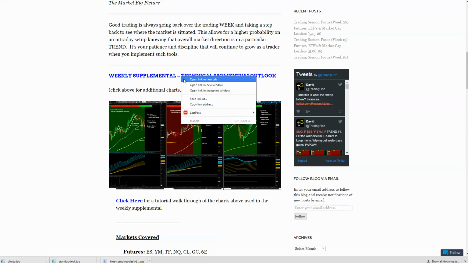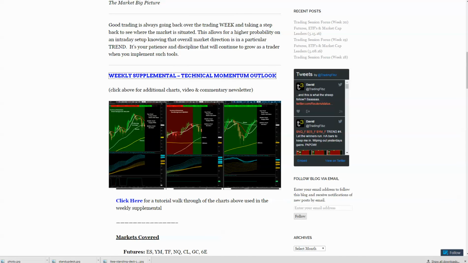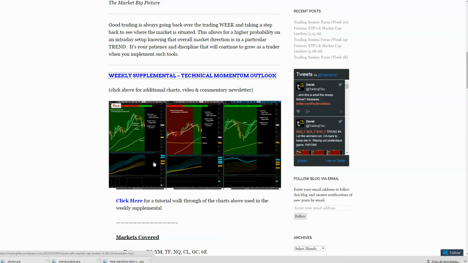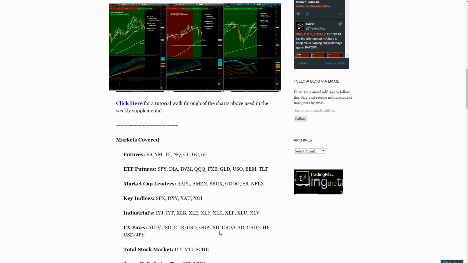I've got a 98-page document here full of charts reviewing where the current trend is. Always be writing on a pullback if the bigger trend is to the upside. Like I said yesterday, Apple looking great for a short term yesterday, but in the end really didn't follow through on the bigger picture, which still remains downside. Covering markets from the futures, key indices, industrials, and total stock market, etc.